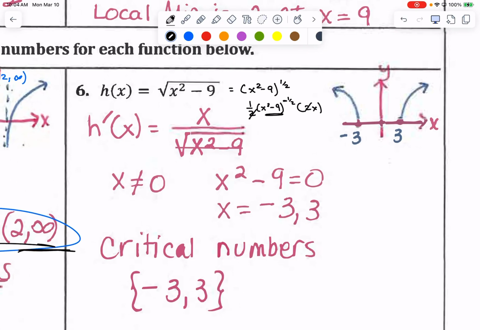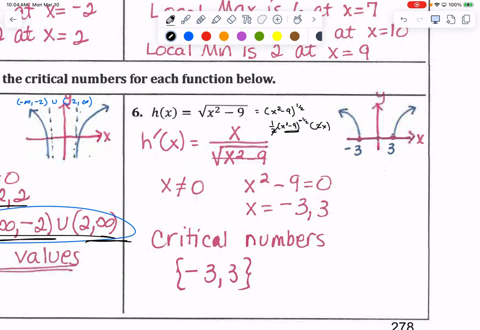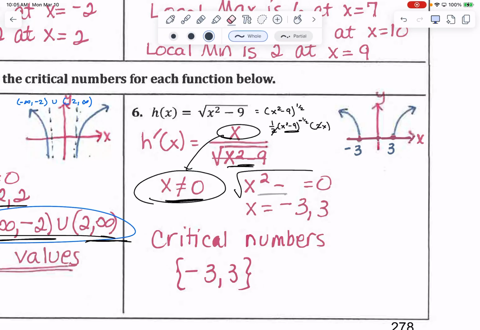Now, I want to see where the derivative equals 0. Well, the derivative equals 0 where the top equals 0. Why are they throwing out 0? Must not be in the domain. We'll go there in a second. We'll check the domain. And then I took the bottom equal to 0. I mean, it's a square root, but does the square root matter? No, because you're going to square both sides. The square root's irrelevant. You just look at x squared minus 9, set it equal to 0, and you get plus or minus 3. These are the critical values.